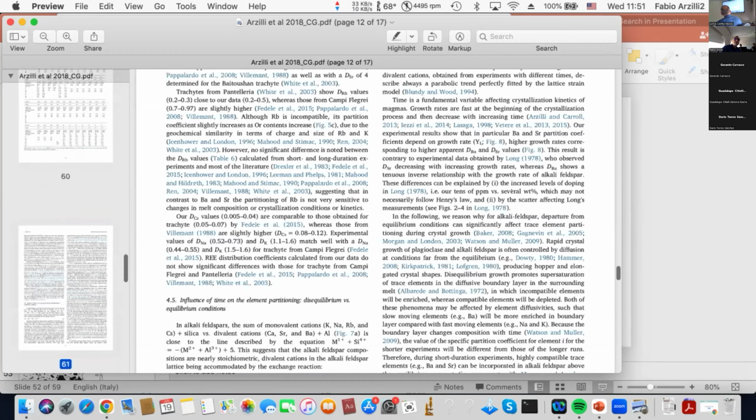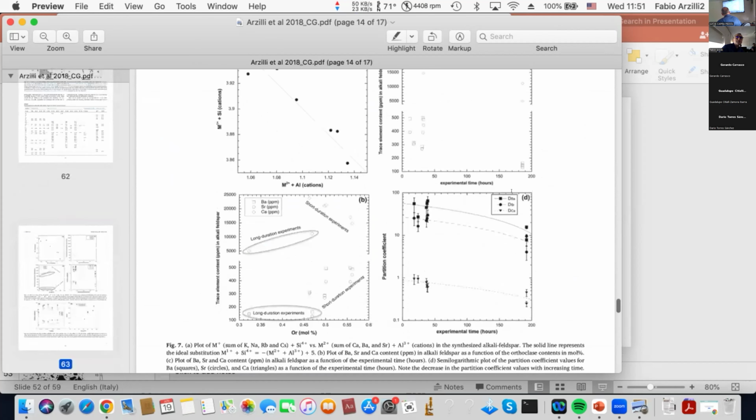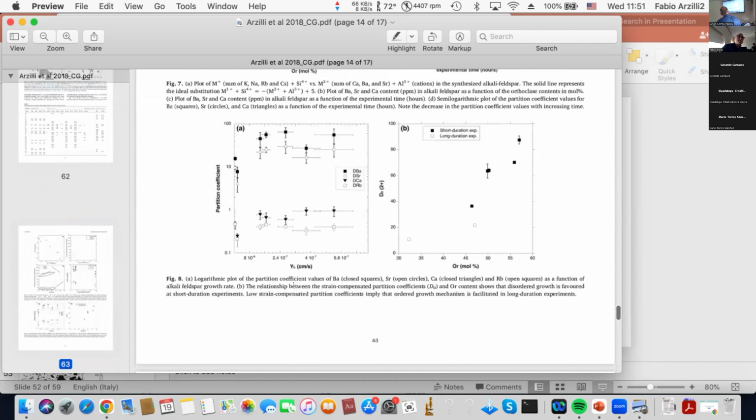Let me see if I put it. Okay, this is a good question. I think I calculated it, let me see. I remember that I did, and yes, growth rate is here. So this is growth rate versus partition coefficient. You see that this is the long duration. So based on the same growth rate, there's no effect of the growth rate.